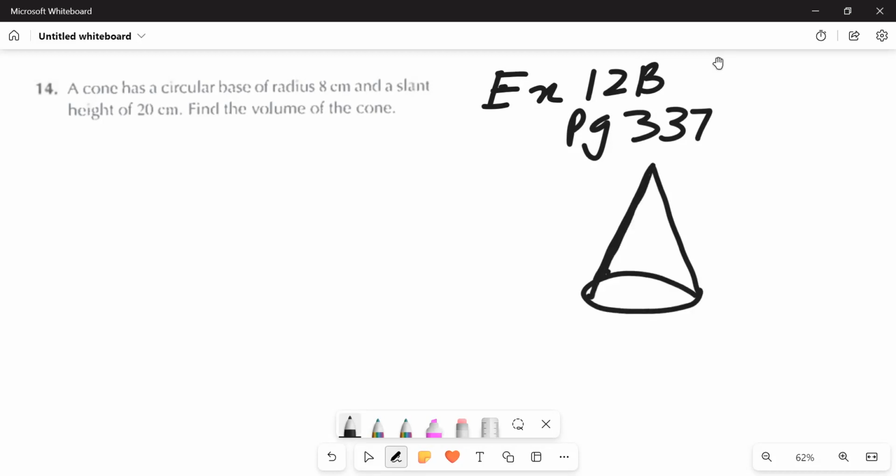According to this, its base is circular, so its radius means from the center to the boundary, r is equal to 8. This length is 8, this one is 8. And the slant height, this height is l, 20. You have to find the volume of the cone.